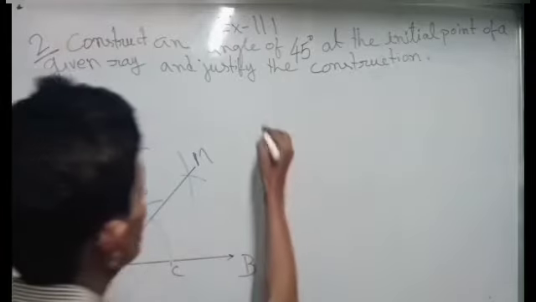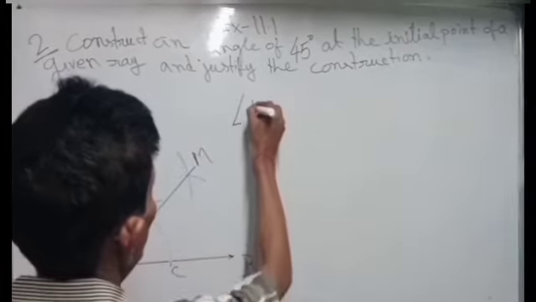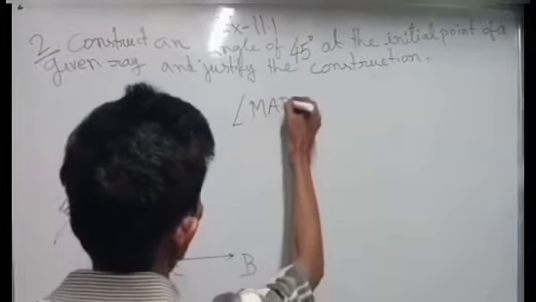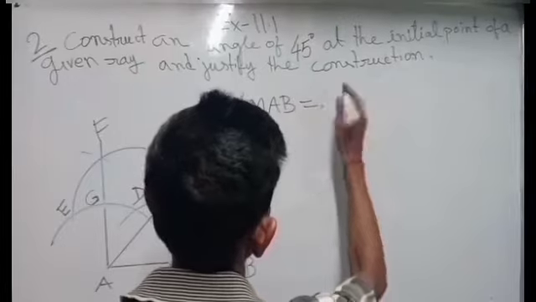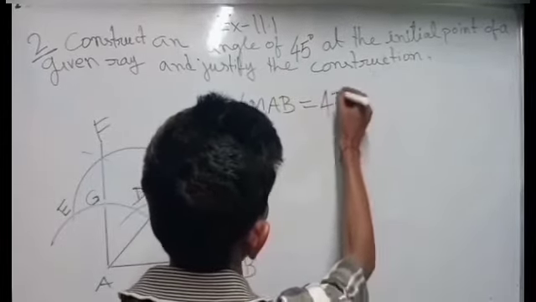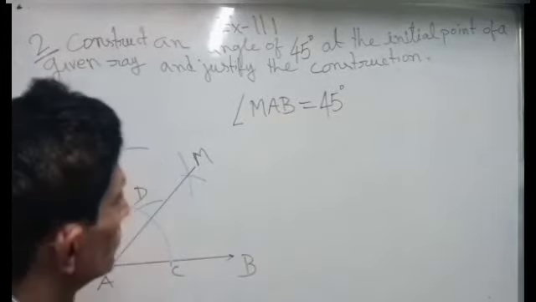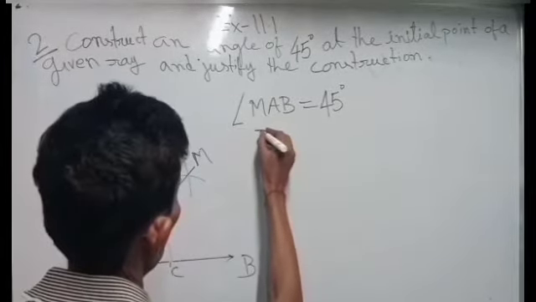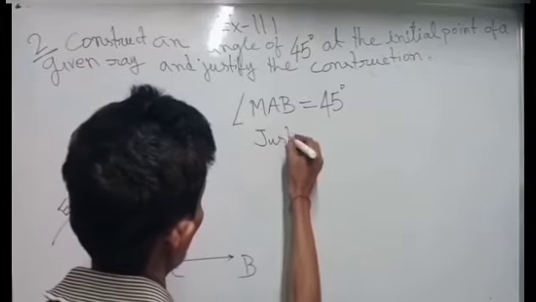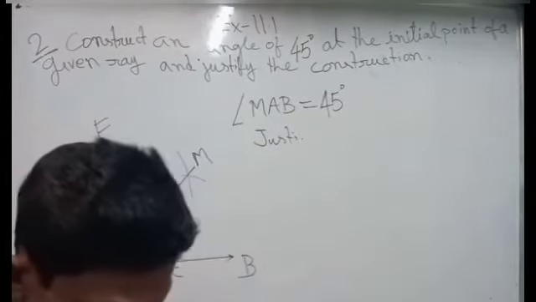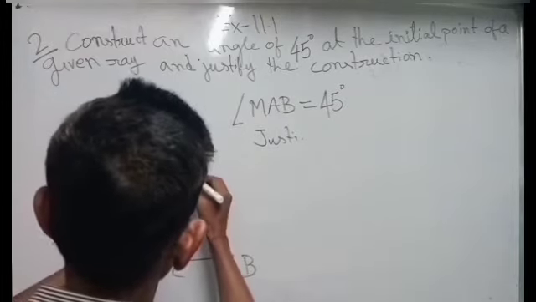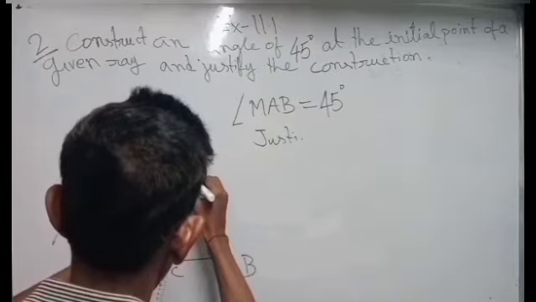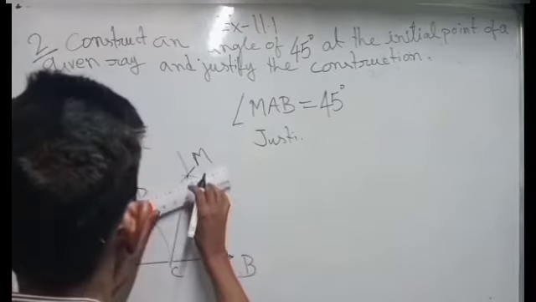Now angle MAB is 45 degrees. Now justify. Join CM and GM.